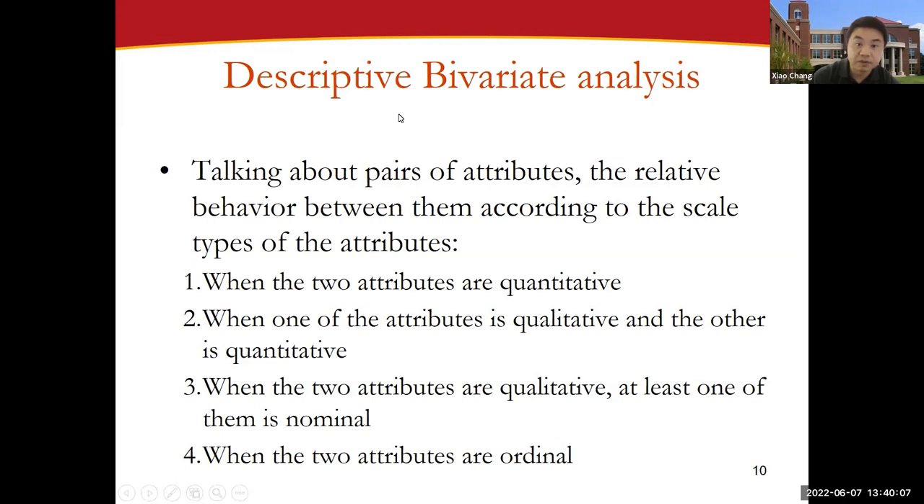For the discrete bivariate analysis, I talked about pairs of attributes and the relative behavior between them, according to the scale type of the attributes, including when the two attributes are quantitative, and when two attributes are qualitative where at least one of them is nominal, and how to analyze when the two attributes are ordinal.